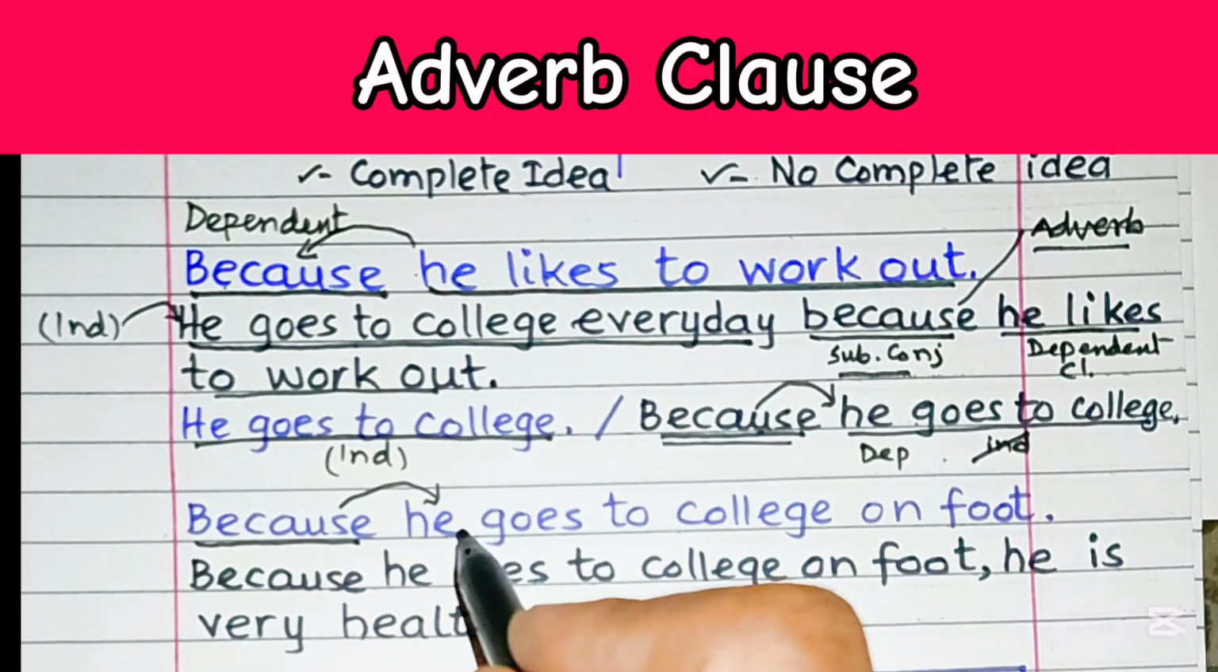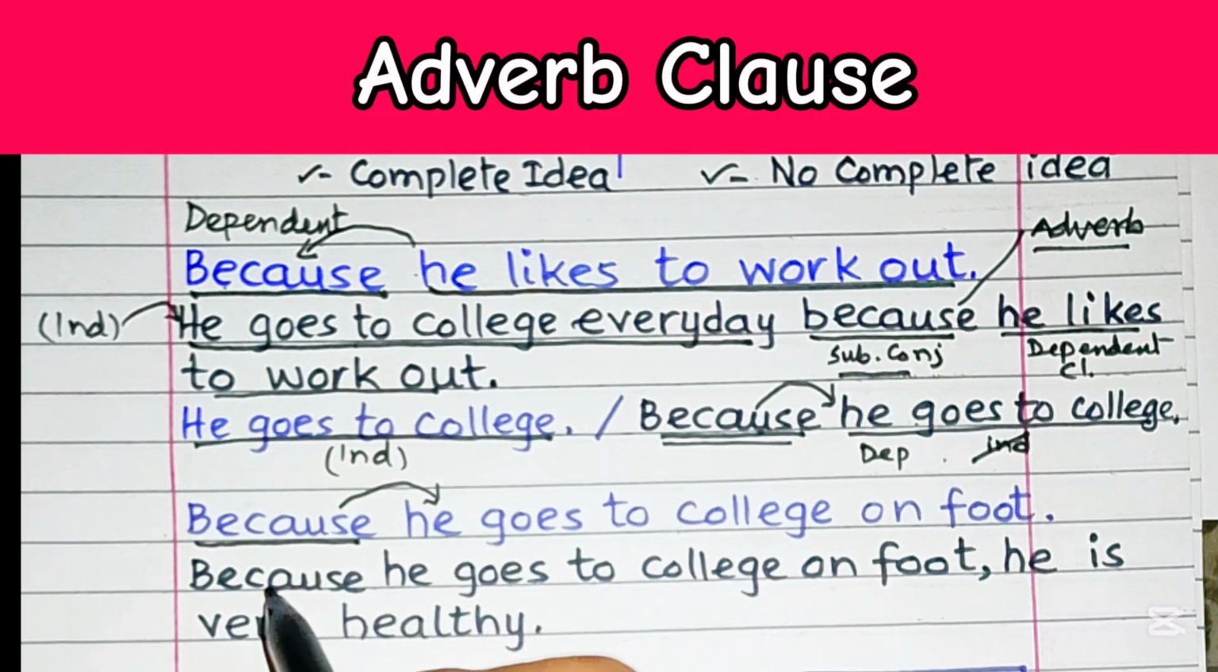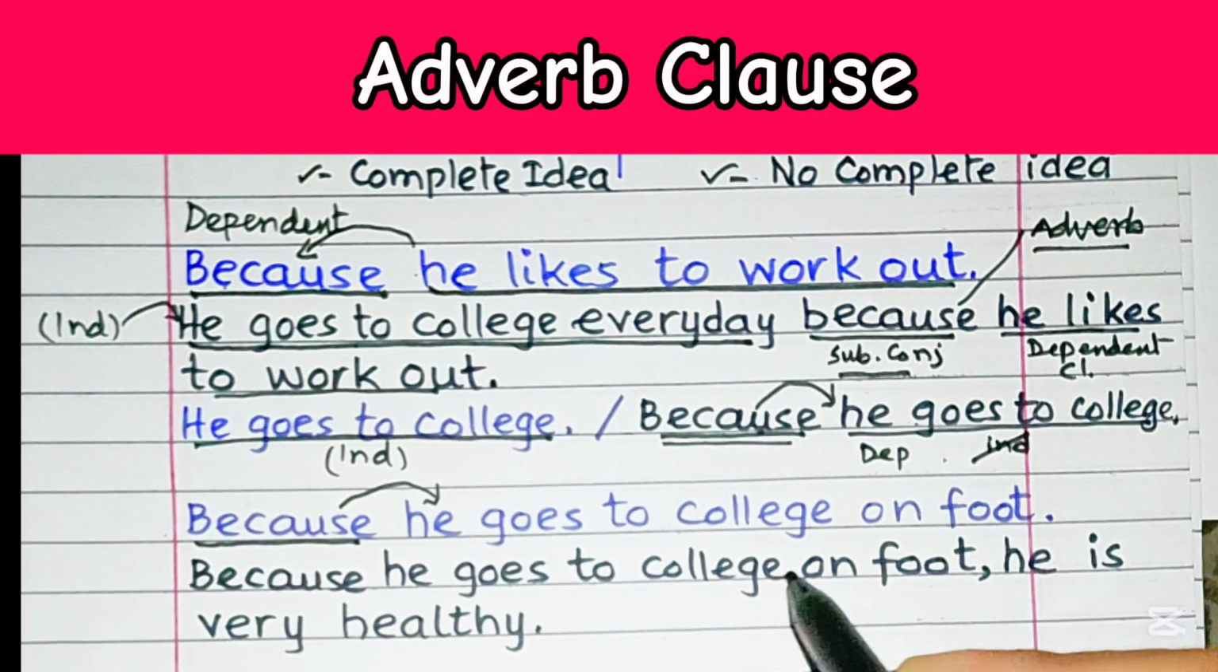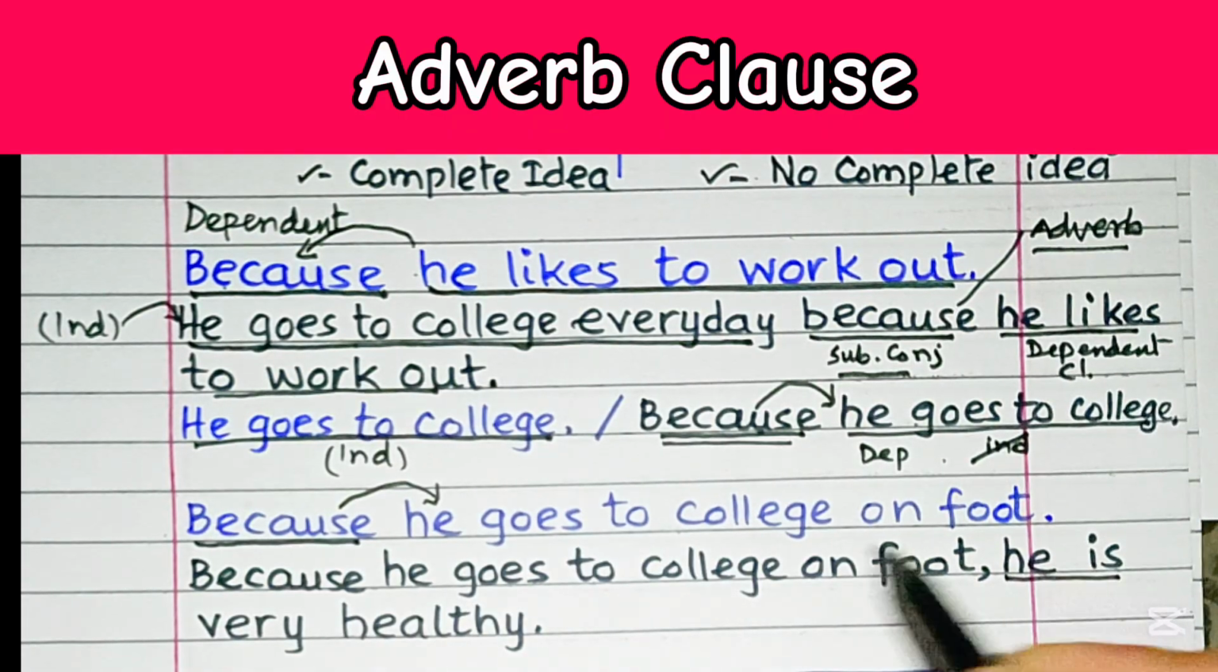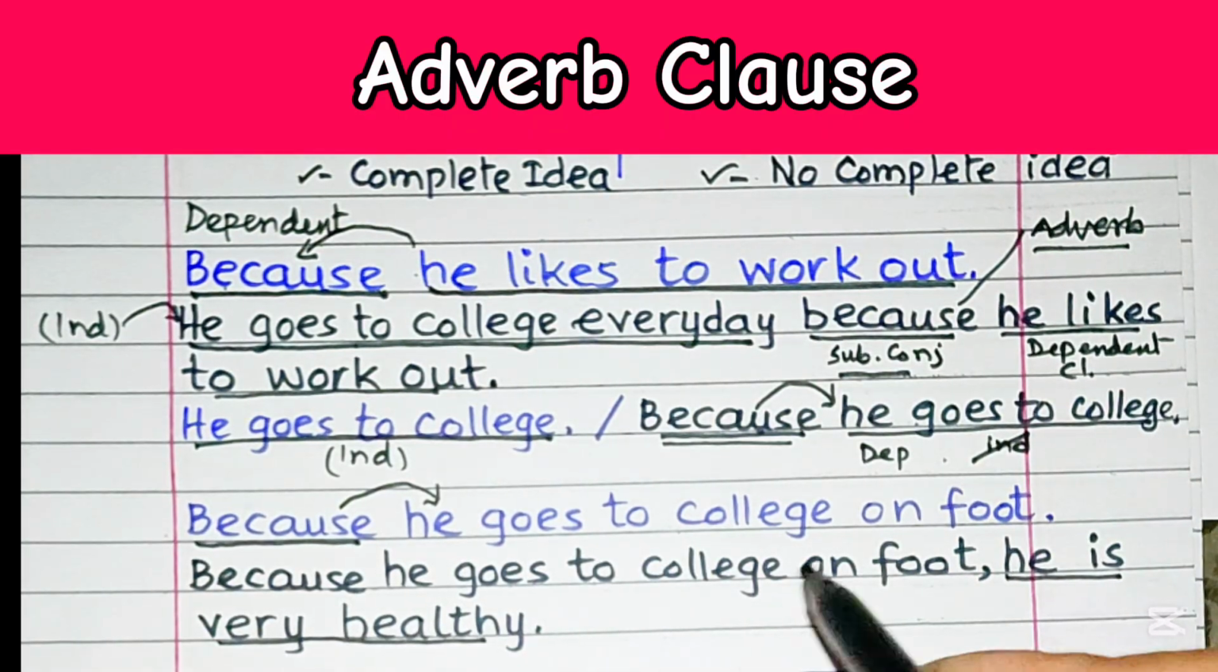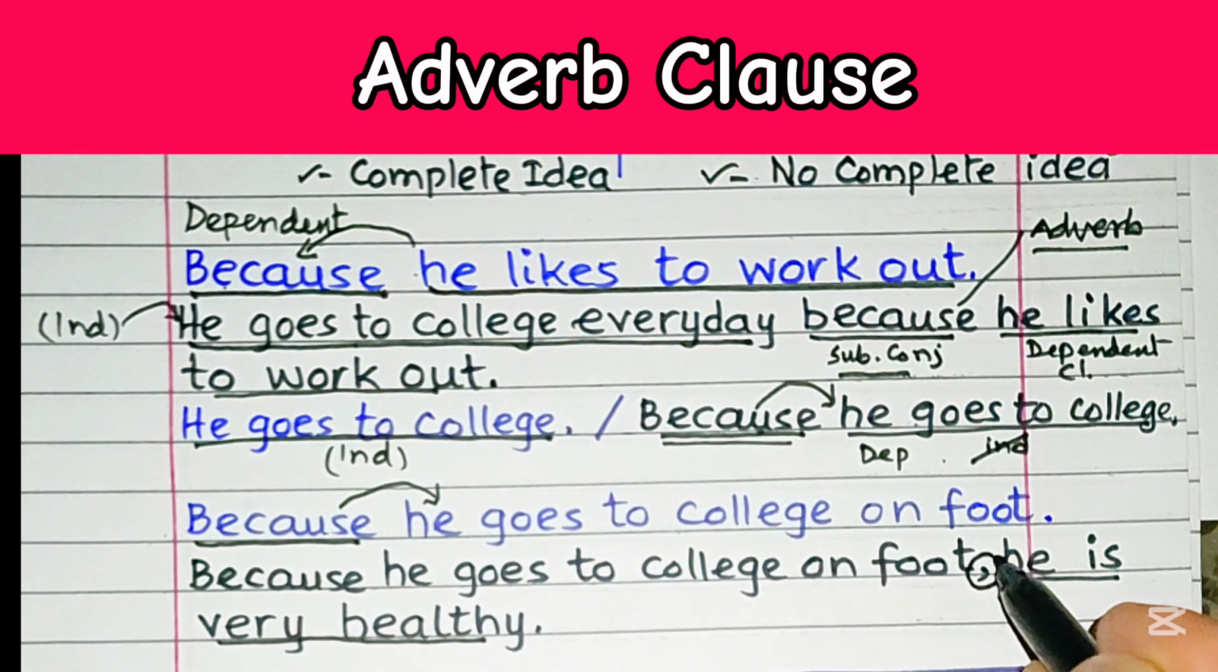So as I said, because he goes to college on foot, he is very healthy. So "he is very healthy" comes here, and we are also adding this comma.